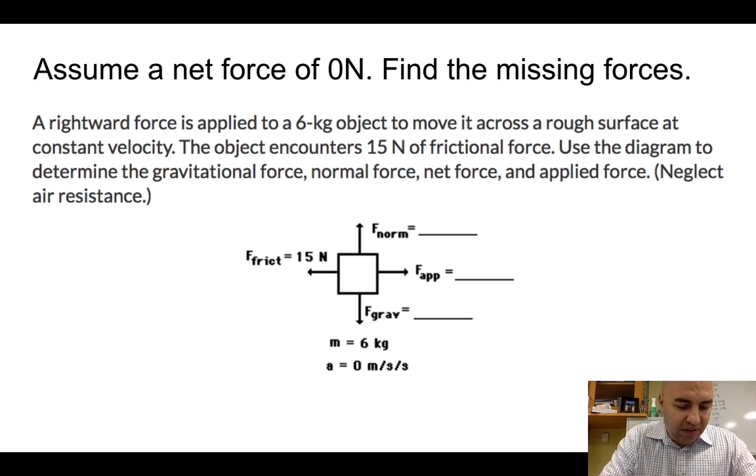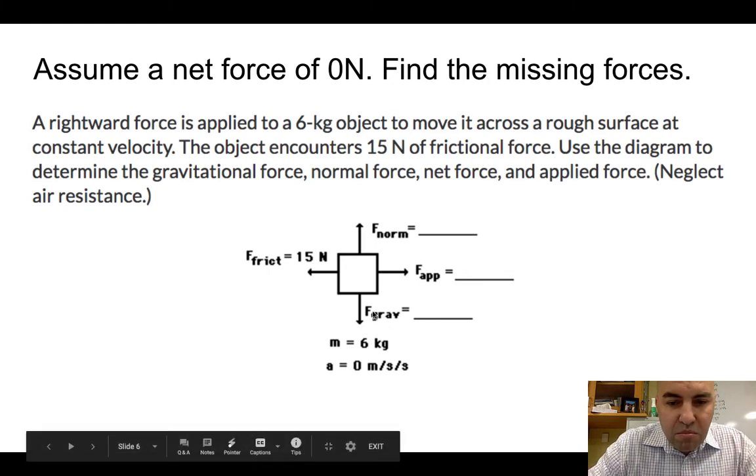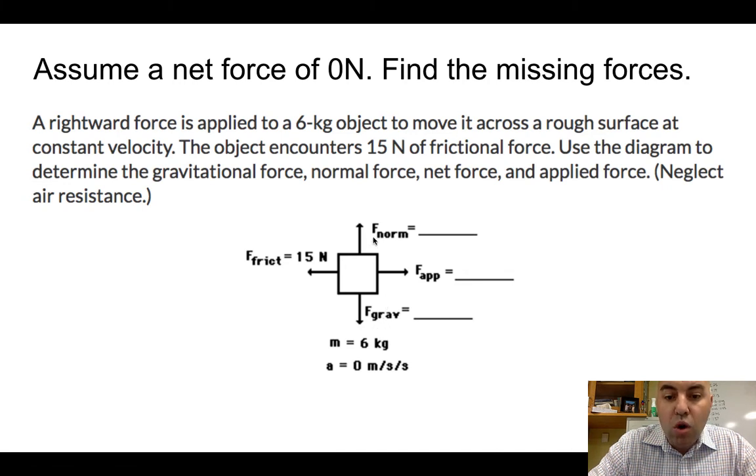So if I have 6 times 9.8, that's going to give me 58.8 newtons of force due to gravity. So that means my normal force is going to be the same as that. And if I have 15 newtons of friction, that means I'm going to need to be pulling with 15 newtons. So once again, you're using a little bit of information to figure out what the other missing parts are.